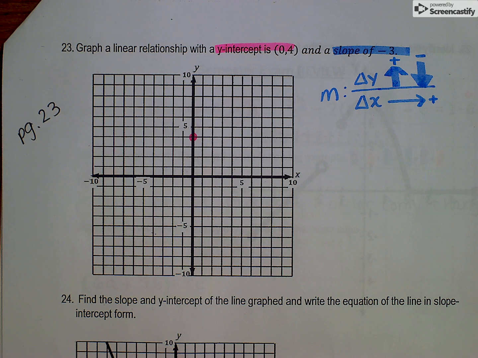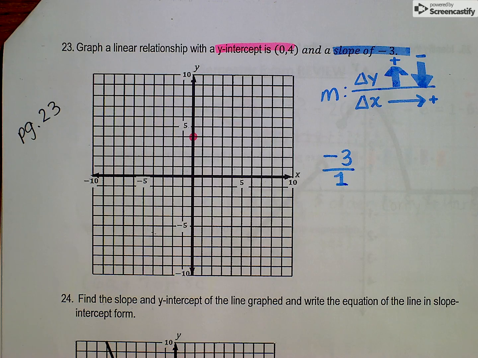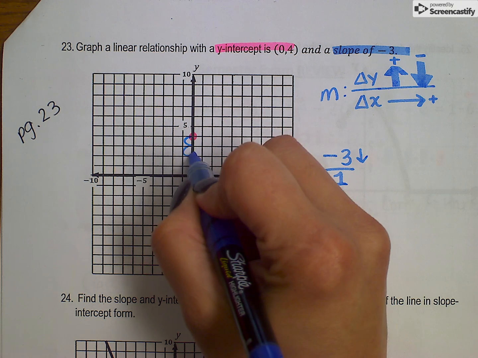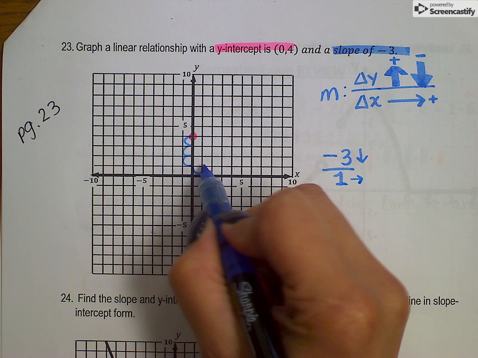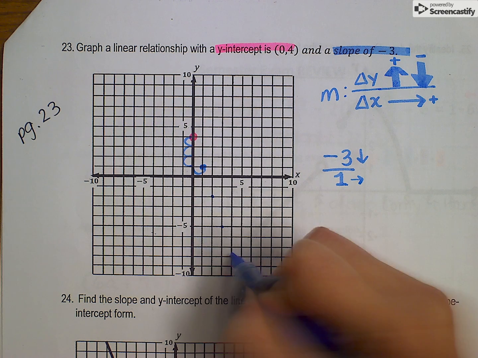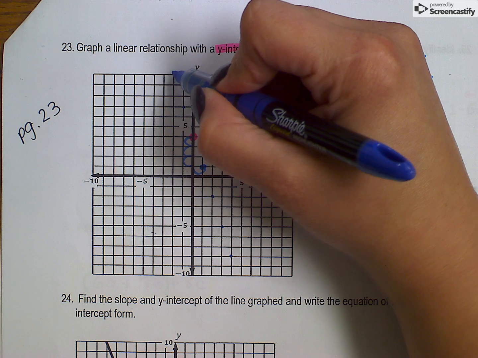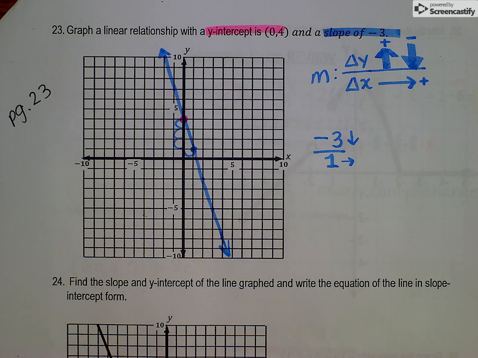So according to my slope of -3, which I can turn into a fraction by putting it over 1, I would go down 3 units from my y-intercept. 1, 2, 3. And always go to the right 1 unit. And then I would repeat. And I could go backwards, up 3 to the left 1. And of course, connect with a line.